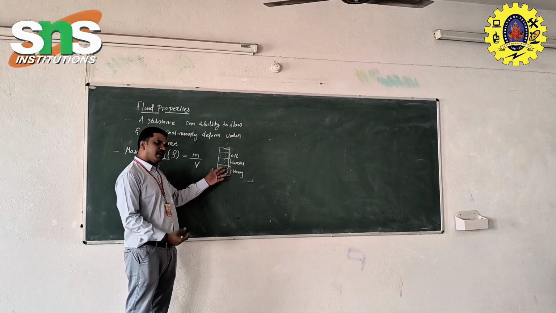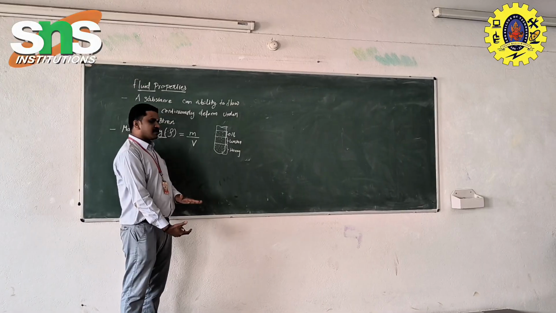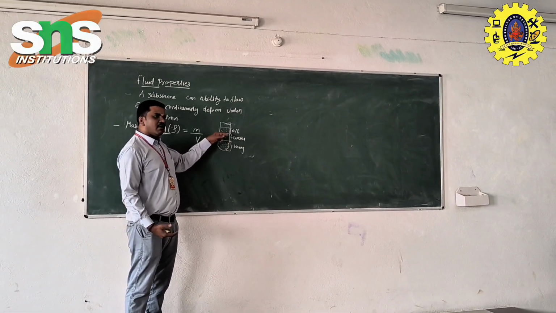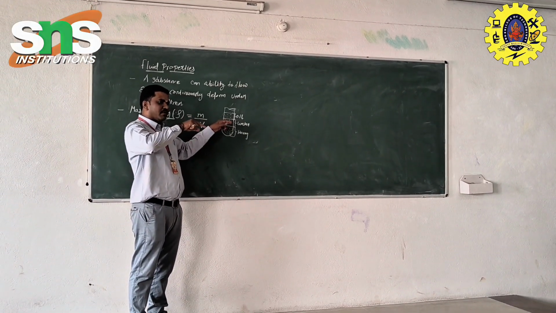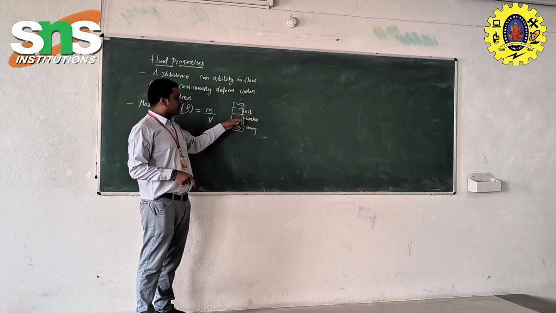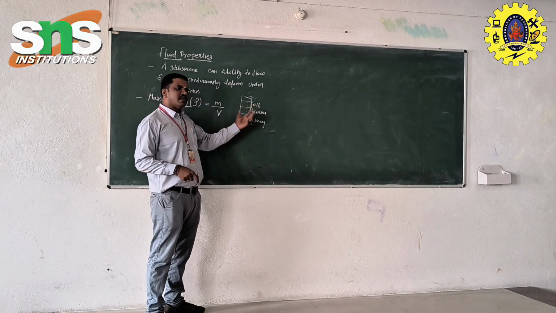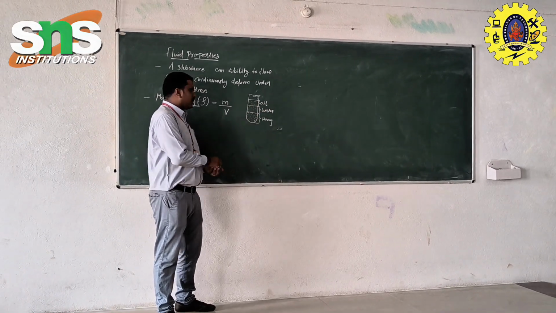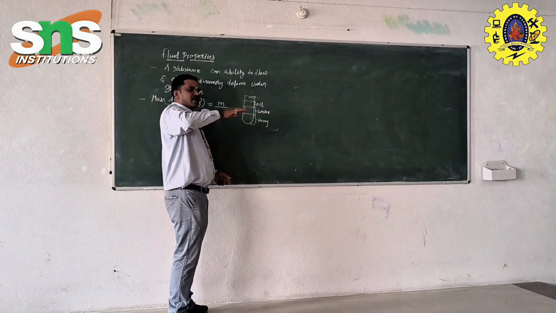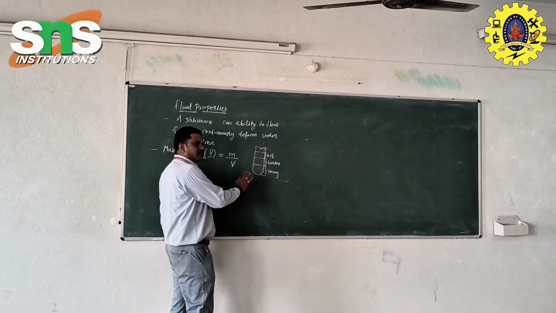The honey will settle in the bottom space, and above that the water will flow. Comparing these, the density of oil is very low compared to water and honey. So that's why the oil flows on the top surface. That is the main thing you just want to see.